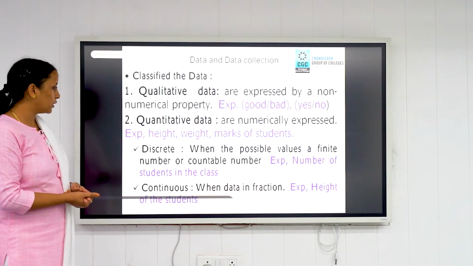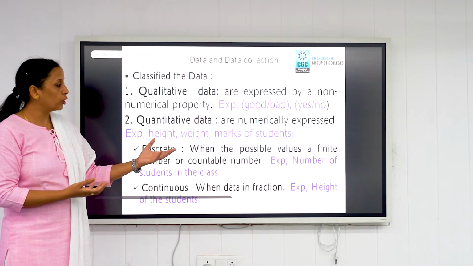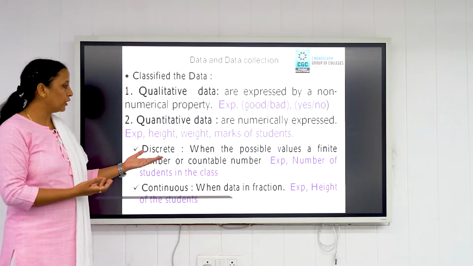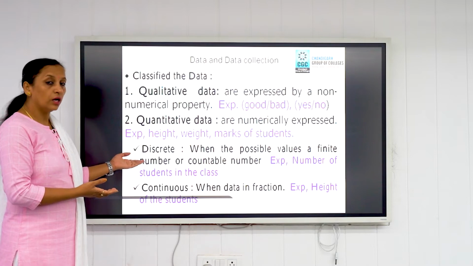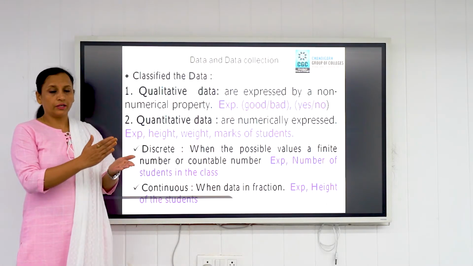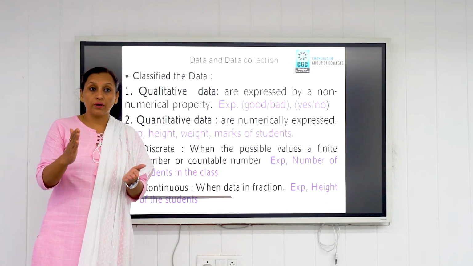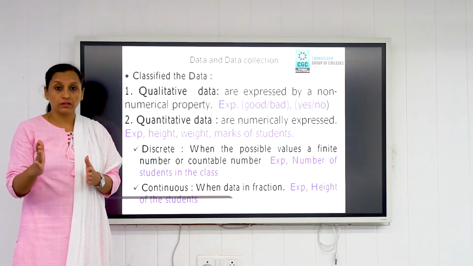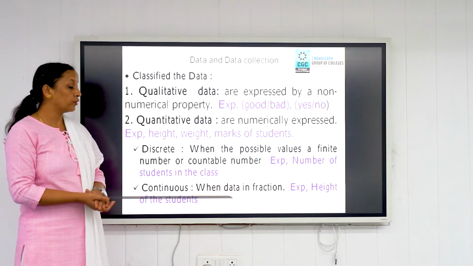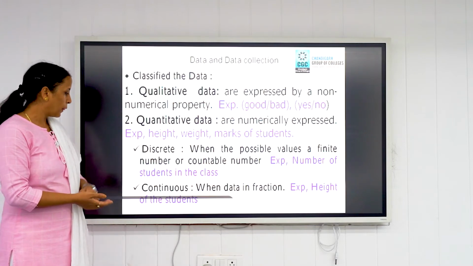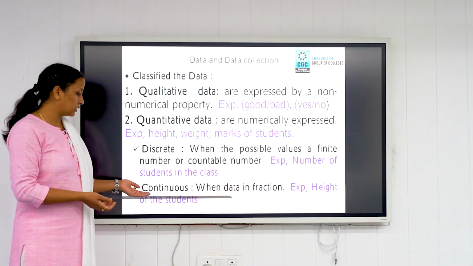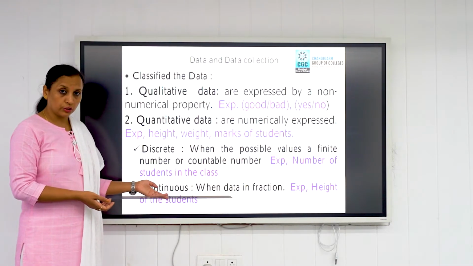So what is discrete data? When the possible values are finite or countable numbers only, it is expressed as discrete data, like the number of students in the class. When it is only in countable numbers, 1 to 10, this is discrete data. And continuous data is when data is in fractions, like height and weight of the students, right? So this is in continuous form.